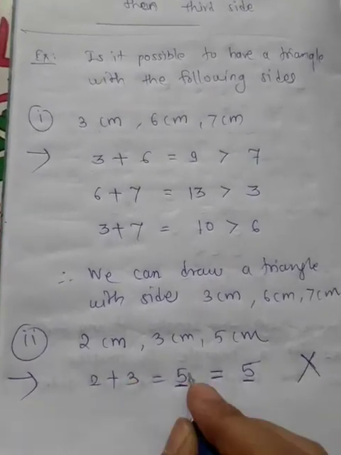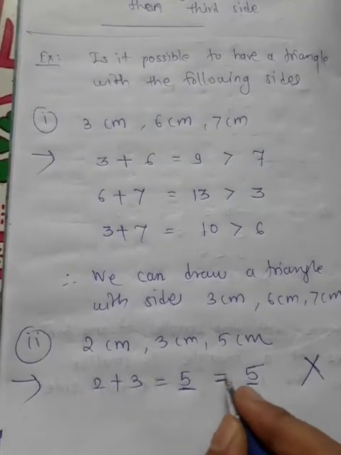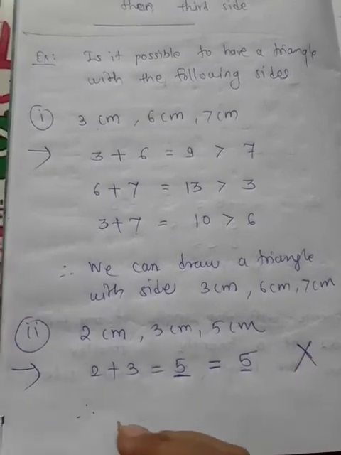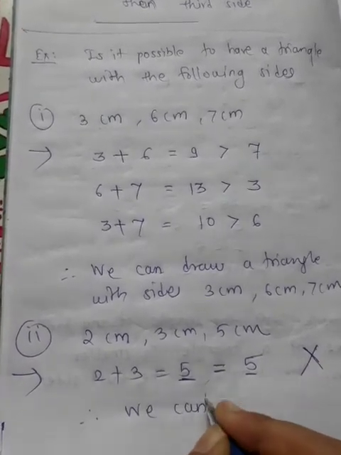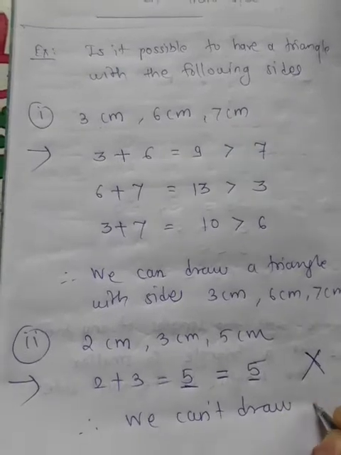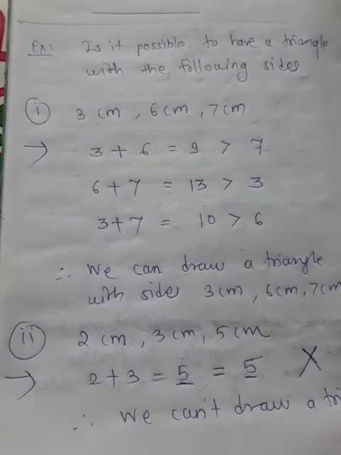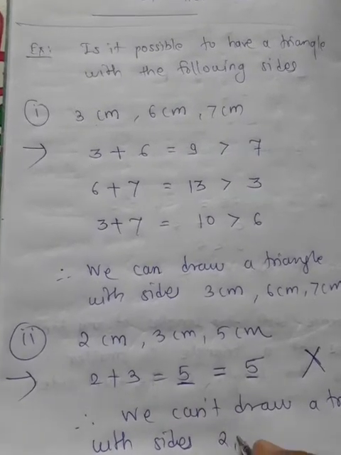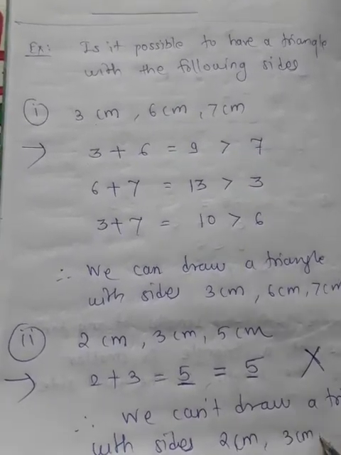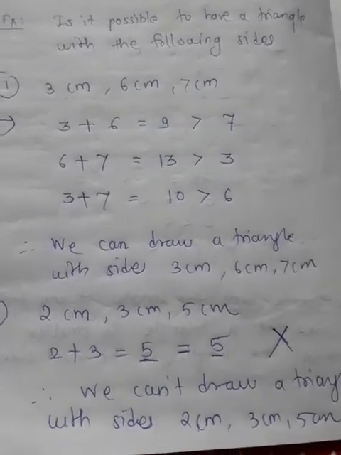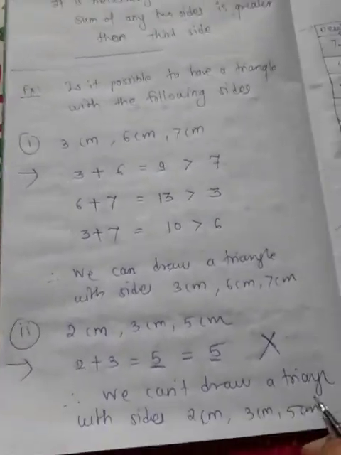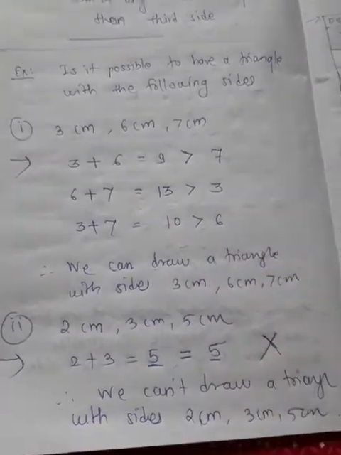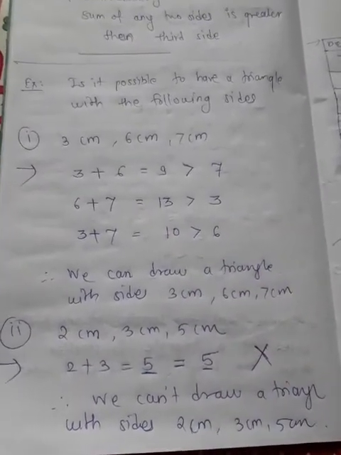The sum of any two sides must be strictly greater than the third side. So here the property is not satisfied. Therefore we can't draw a triangle with sides 2 centimeter, 3 centimeter, 5 centimeter. So it is a must that the sum of any two sides is strictly greater than the third side to draw any triangle.